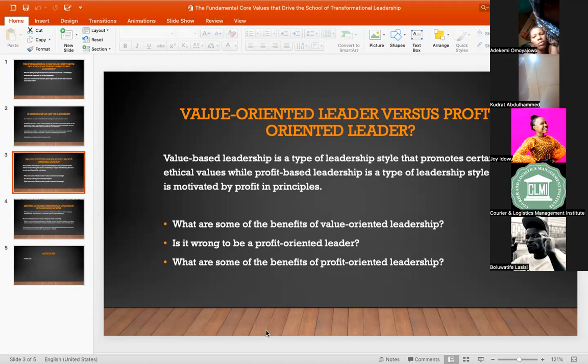Somebody said we have to be accountable. That is another benefit of profit-oriented leadership, because if you are not accountable as a profit-oriented leader, resources will just go down the drain. People will be wasteful about resources. It also said it allows us to use resources efficiently, or efficient resource allocation. That is another benefit of profit-oriented leadership. It helps you to utilize resources in such a way that you are not being wasteful with the resources at your disposal.